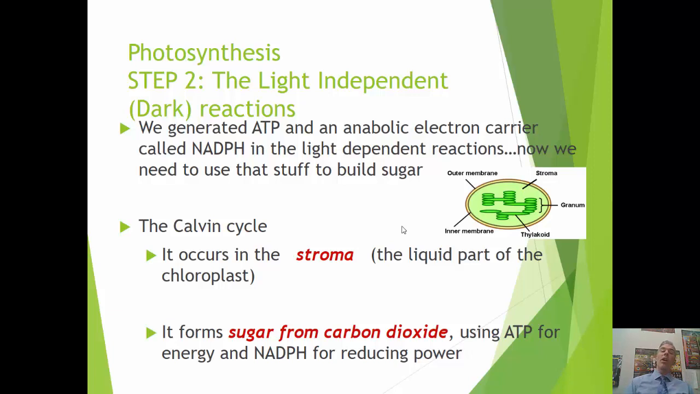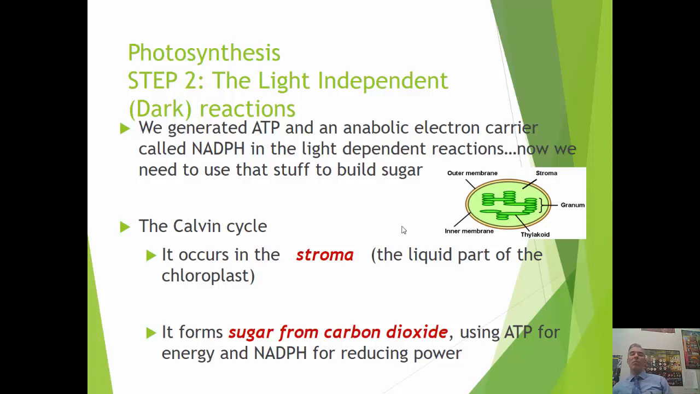But they do require the things that were created in the light reactions, the ATP and the NADPH, in order to have these reactions happen. We are going to use the energy from the ATP and the electrons from NADPH to reduce carbon dioxide and form a high-energy sugar molecule. Another term for the dark reactions is the Calvin cycle. Don't confuse that with the Krebs. Everyone always does. It's a different cycle, and it's basically an opposite process.